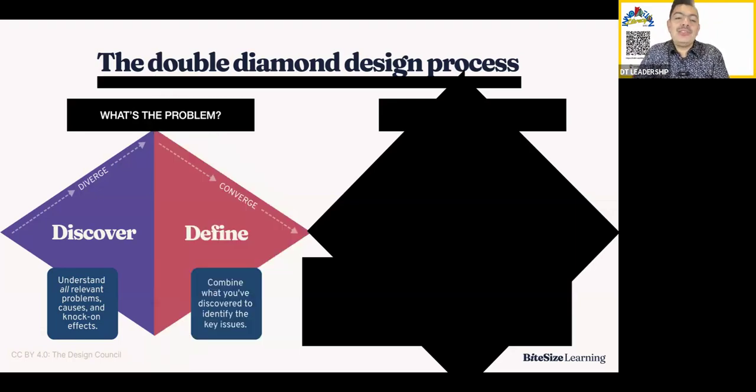So the second part we call define. Once you understand that problem a little bit, you don't have to really find a solution yet. You go to define. You combine what you've discovered to identify the key issues, right?